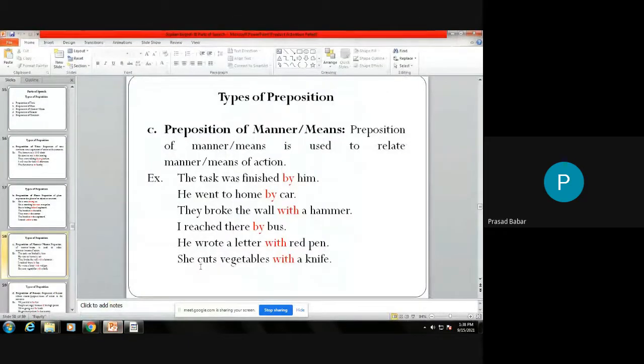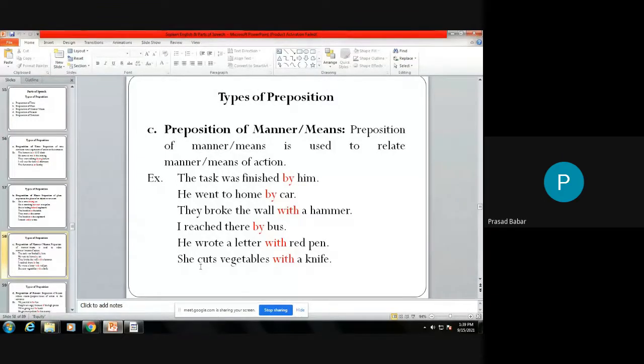What is the preposition of manner or means? It is used to relate manner or means of action. How does that action take place? What was the manner of that action? In what manner does that action take place? What is the means of that action? It is indicated by the preposition of manner. Okay, so this is the definition. Then let's see examples.